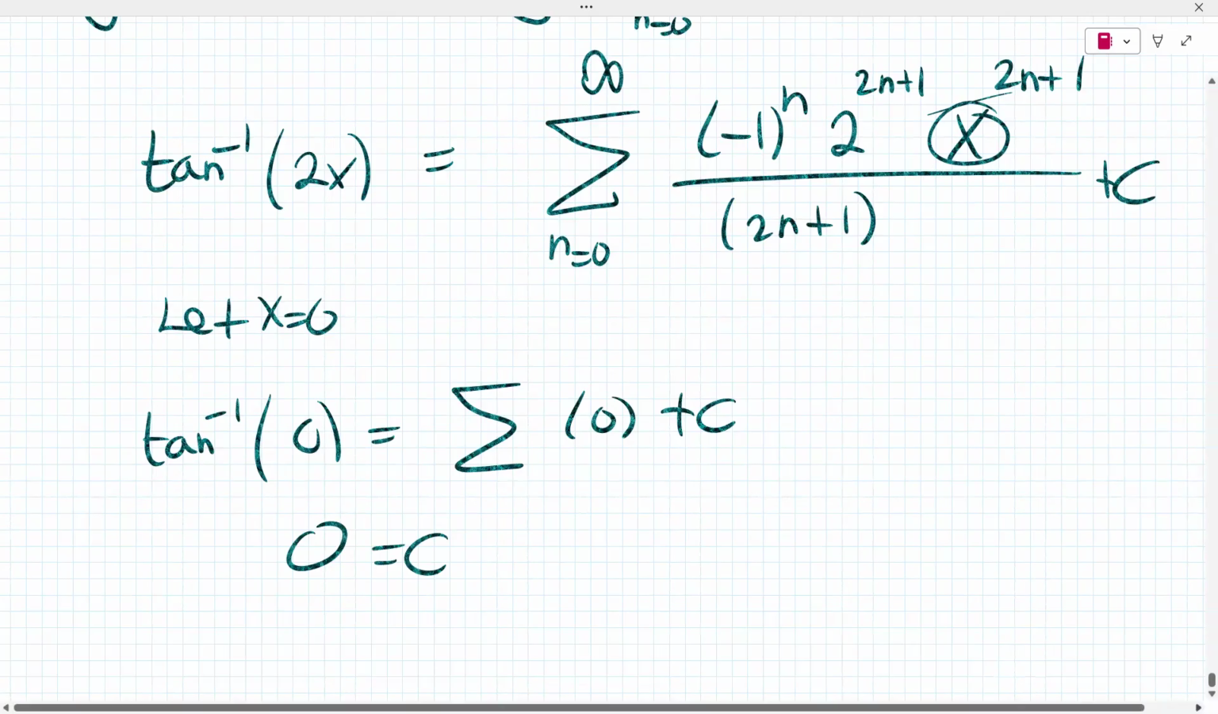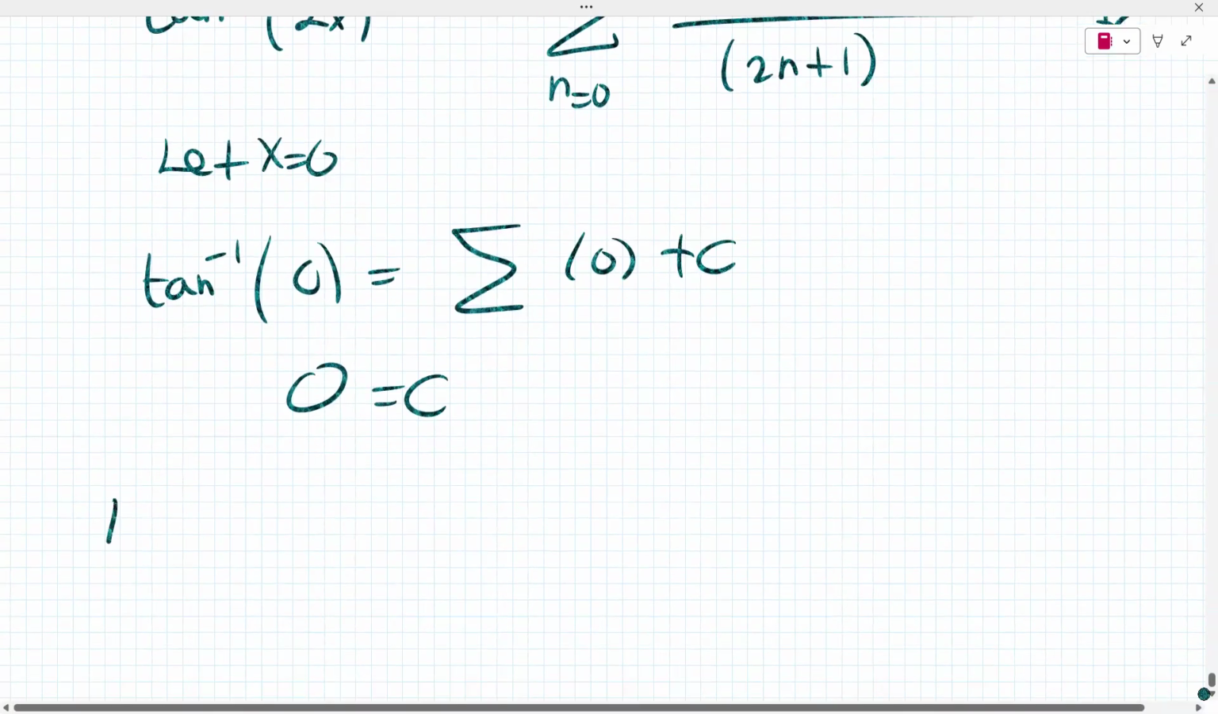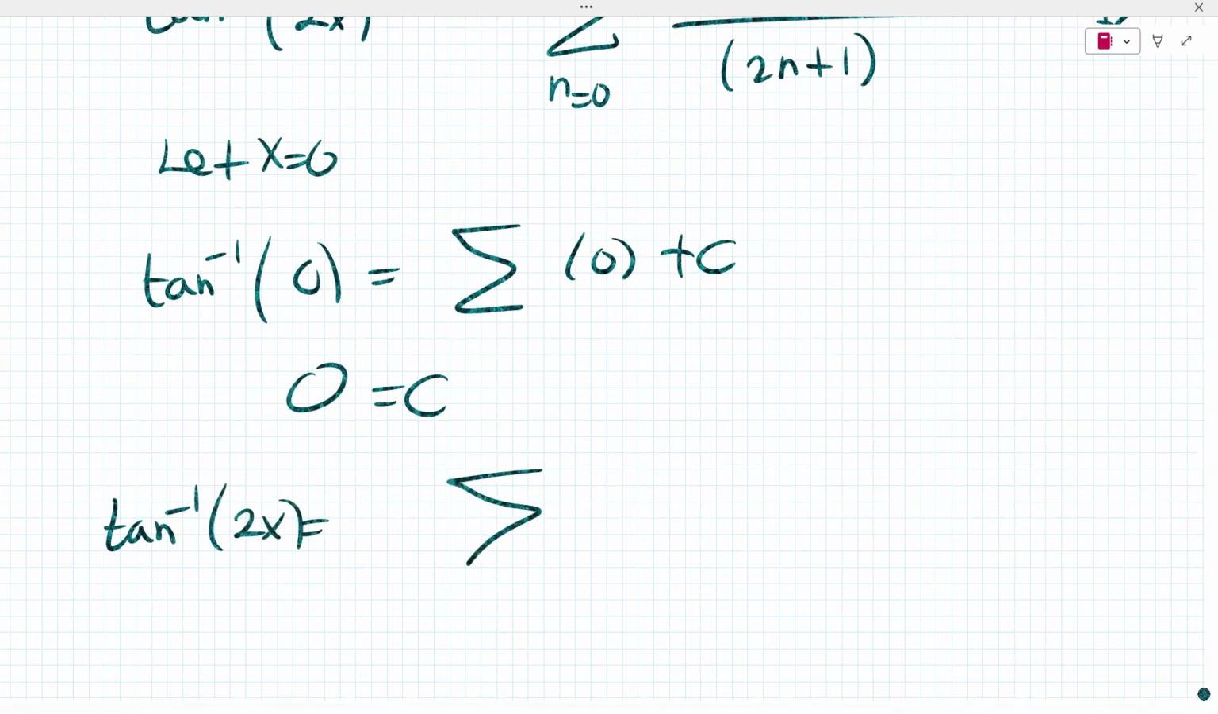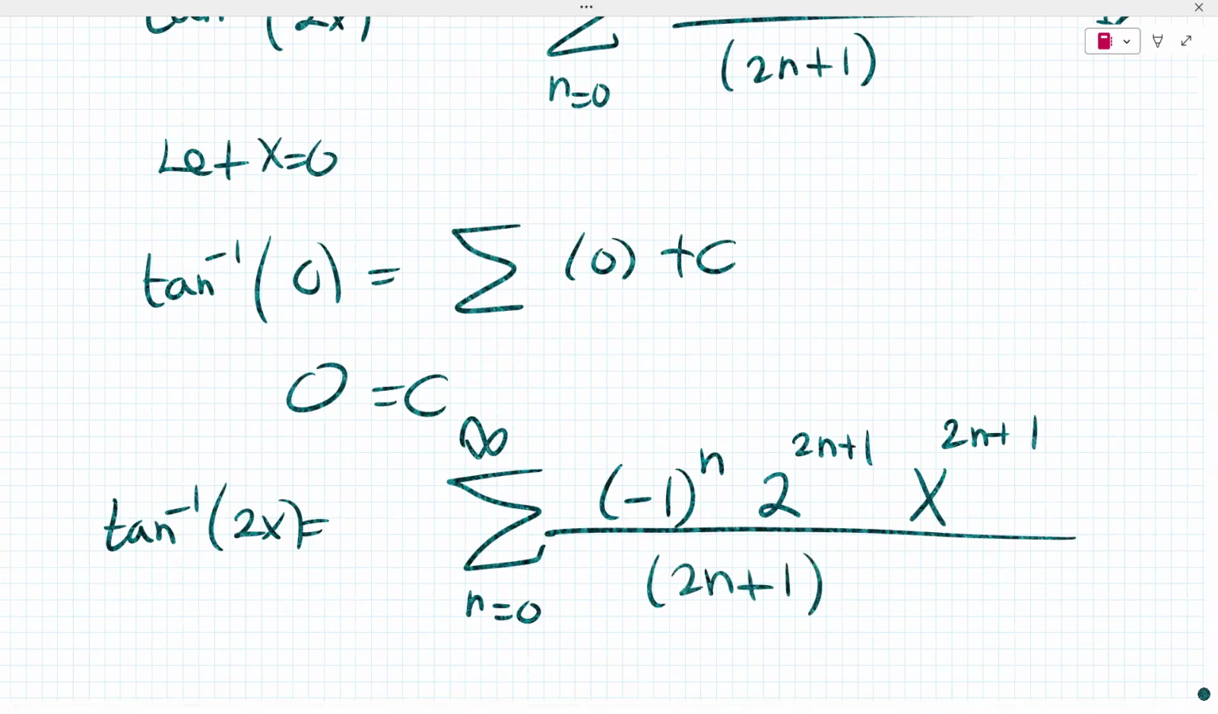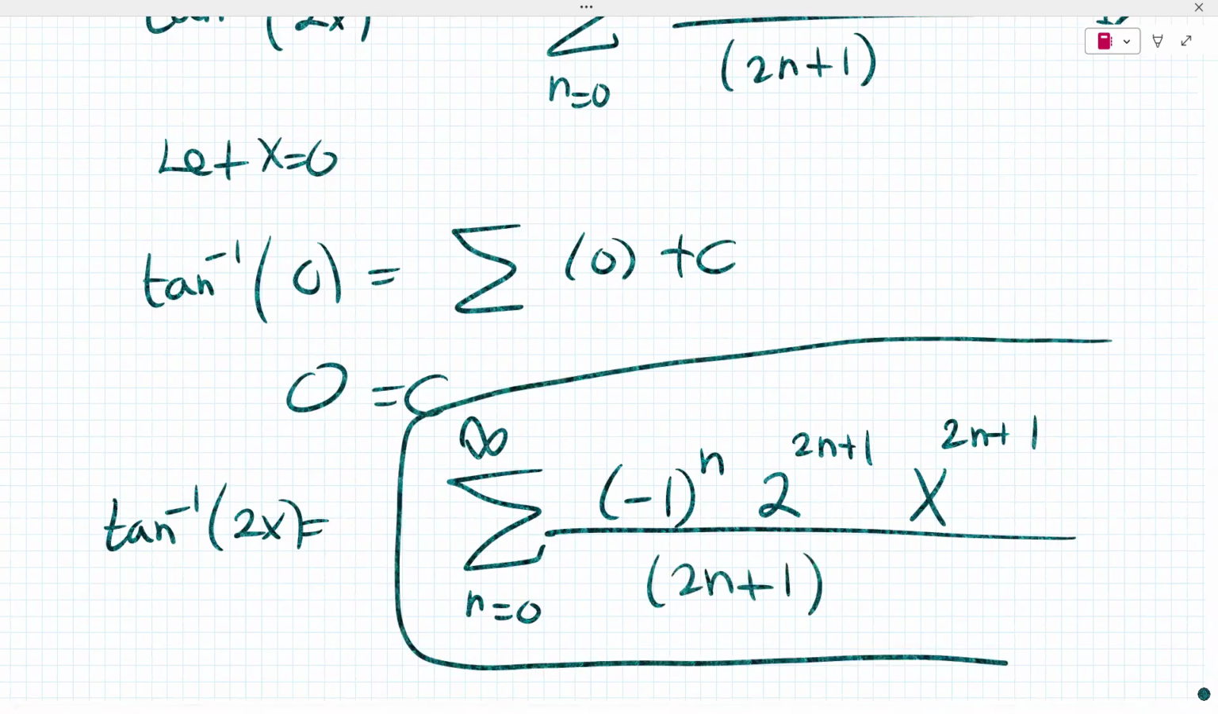So you could say your final answer could be tan inverse 2x equals the summation of n equals 0 to infinity of negative 1 raised to the n times 2 to the 2n plus 1 times x to the 2n plus 1, all over 2n plus 1. And that's your final answer. Okay, so that wraps it up for power series.